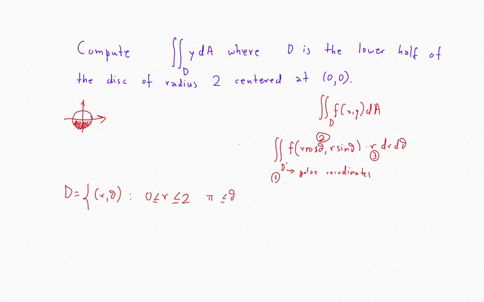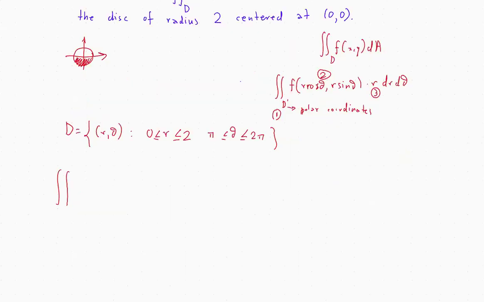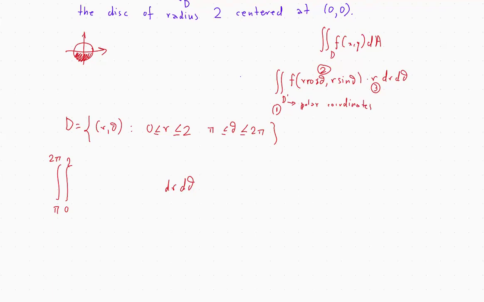Okay, so that means that we can start writing the integral. So it will be from 0 to 2 dr, and from 0 to, I'm sorry, not 0, we said pi, so pi to 2 pi d theta. And our function is y. So y is the same thing as r sine theta. And we also have to multiply by r, the Jacobian. So we carried out our three steps.